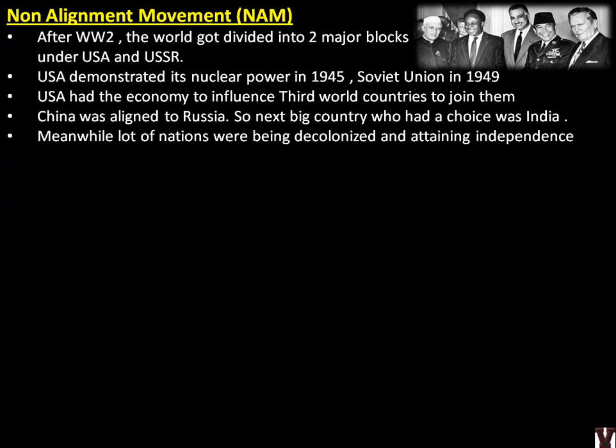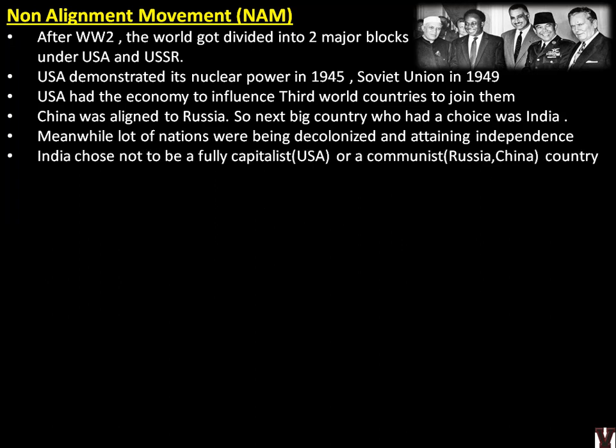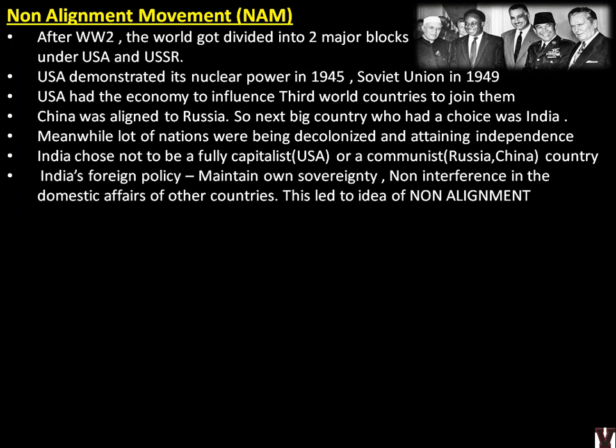And this is the time when almost every country was getting independence. India chose not to be fully capitalist or communist. India's foreign policy maintained its own sovereignty and non-interference in the domestic affairs of other countries. This is the Indian policy, or Nehru's policy, at that time. So that's how the non-alignment movement came about.